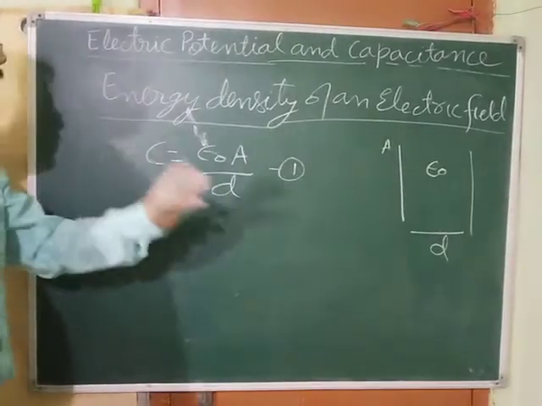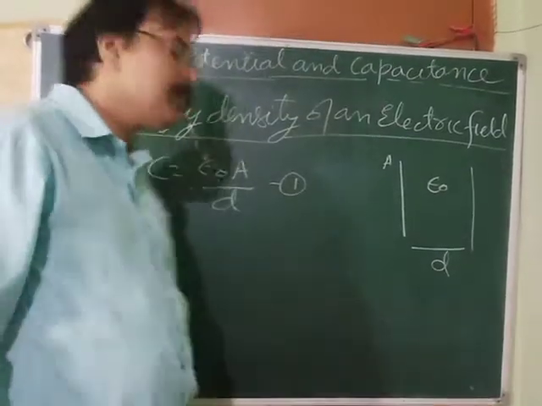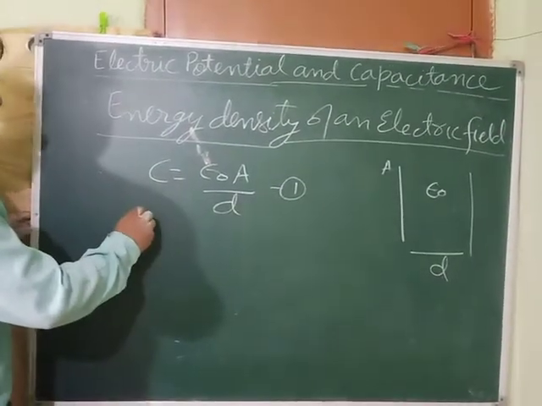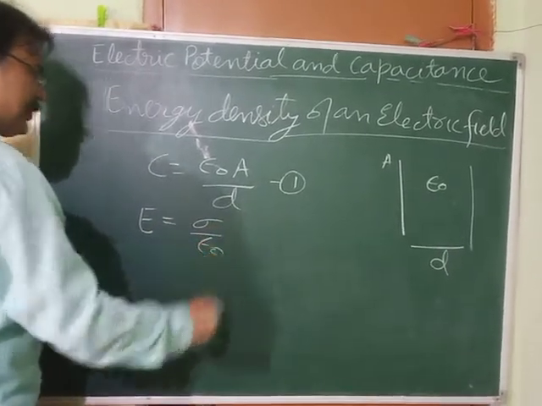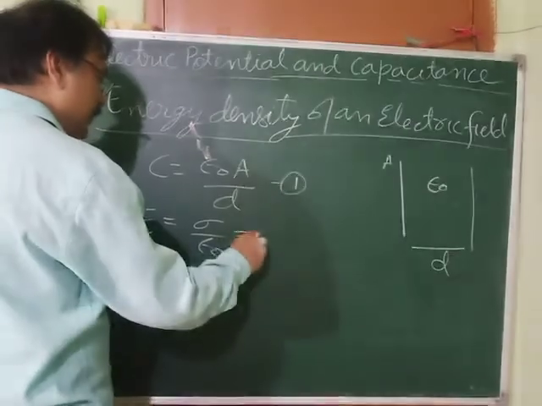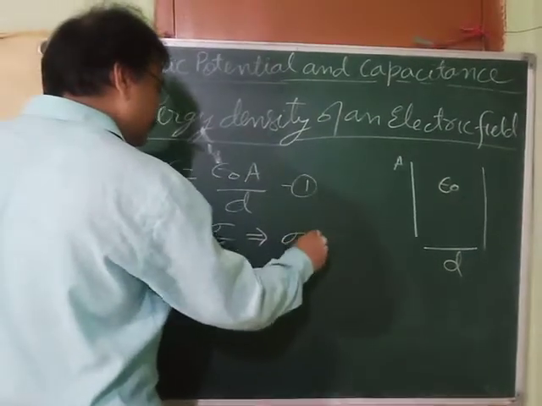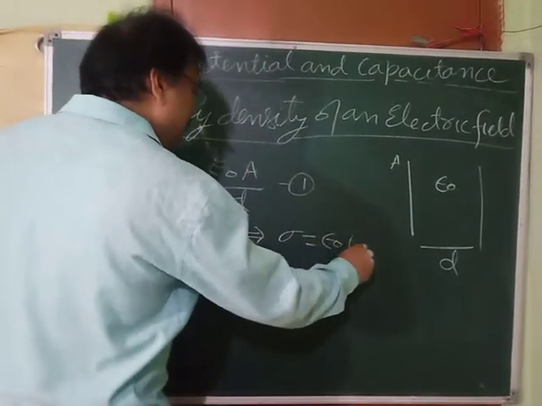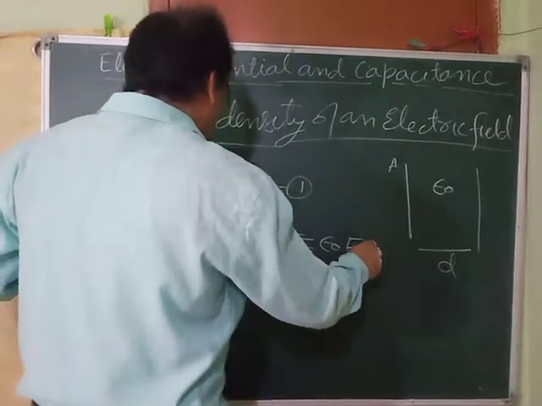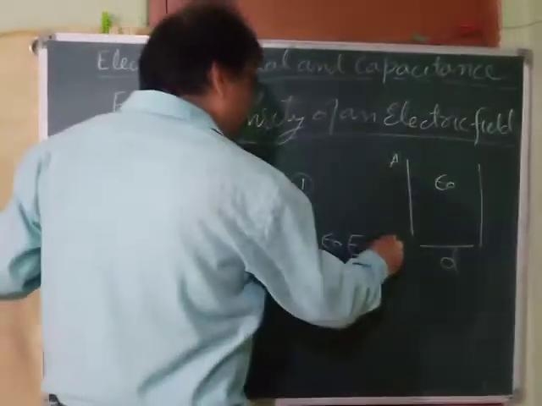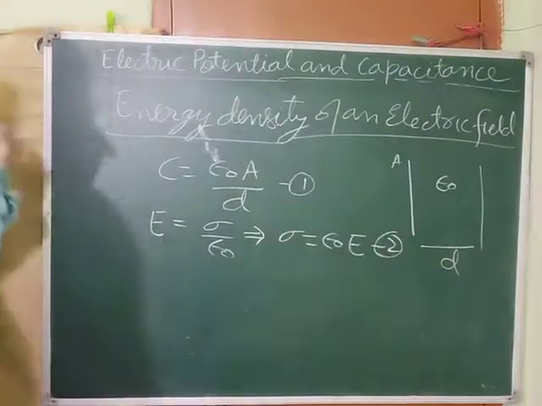Now, what is the electric field between the plates? Obviously, the electric field between the plates is given by E is equal to sigma by epsilon naught. From here, can we write sigma is equal to epsilon naught into E? So we got this. This is our equation number 2.